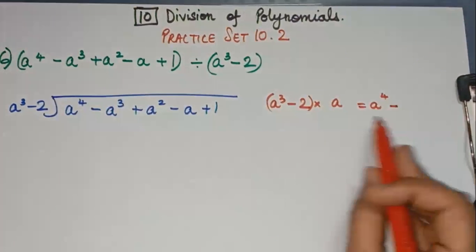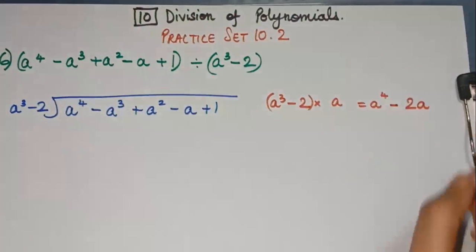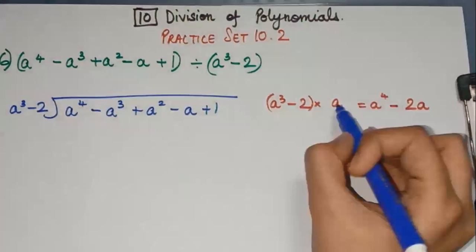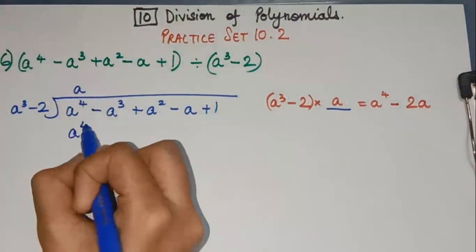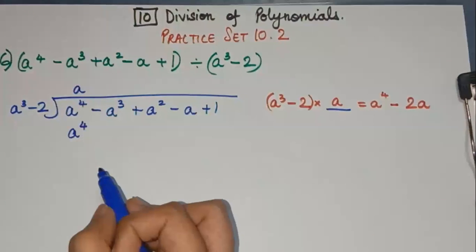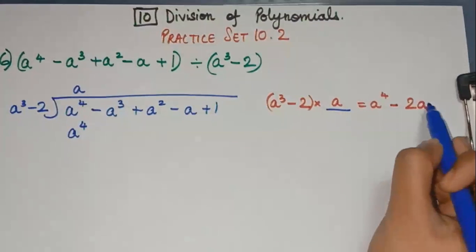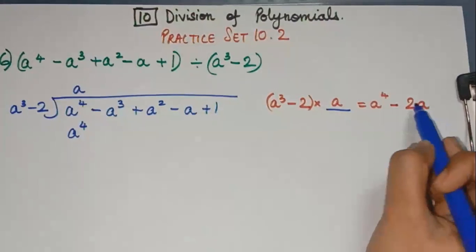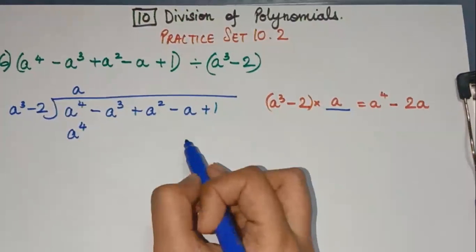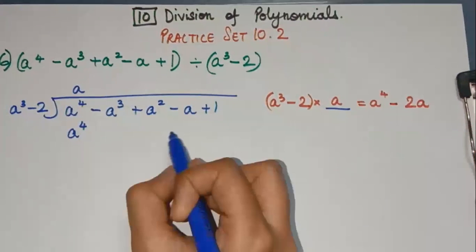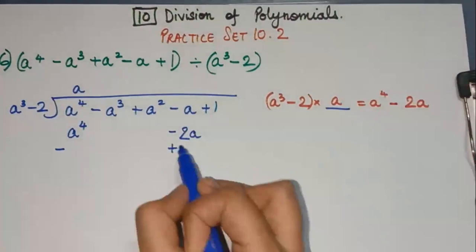It is written as it is. 2 multiplied by a will give me 2a. Now this a will be written in the quotient, and this answer is going to be written over here. A raised to the power 4 minus 2a. I have 2a with the power 1, and I have only 1 a over here. So this term will be written below the variable a. I am writing it over here, minus 2a. Minus, and this minus becomes plus.